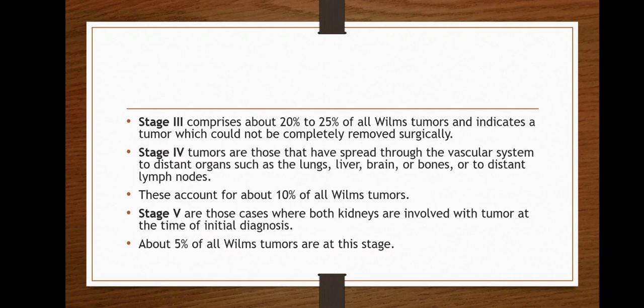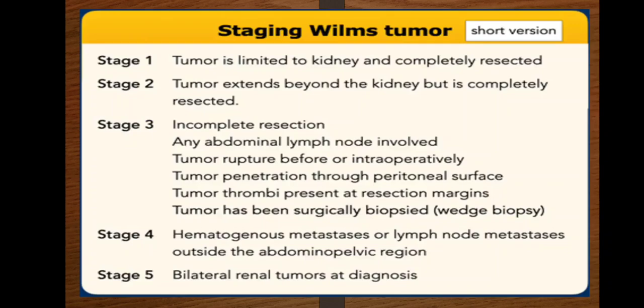Then stage 3 comprises about 20 to 25% of all Wilms tumors and indicates a tumor which could not be completely removed surgically. Stage 4 tumors are those that have spread through the vascular system to distant organs such as the lungs, liver, brain or bones, or to distant lymph nodes. These account for about 10% of all Wilms tumors. Then stage 5 are those cases where both kidneys are involved with tumor at the time of initial diagnosis. Then about 5% of all Wilms tumors are at stage 5. So this is basically a summary of the staging.